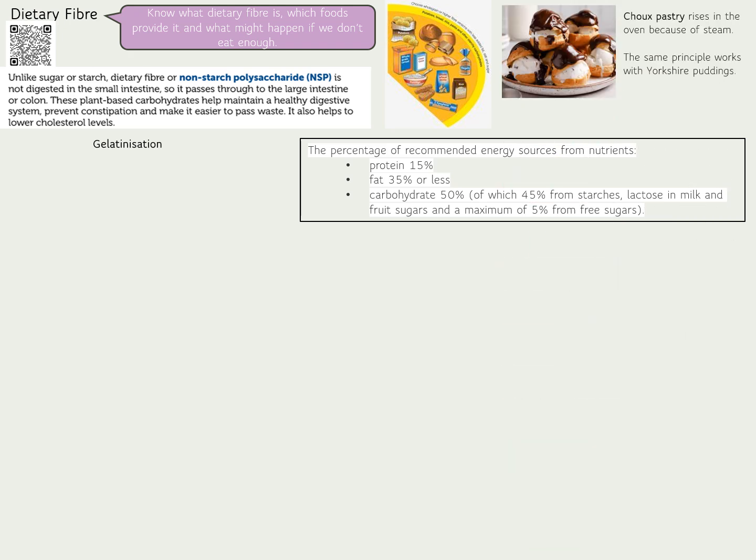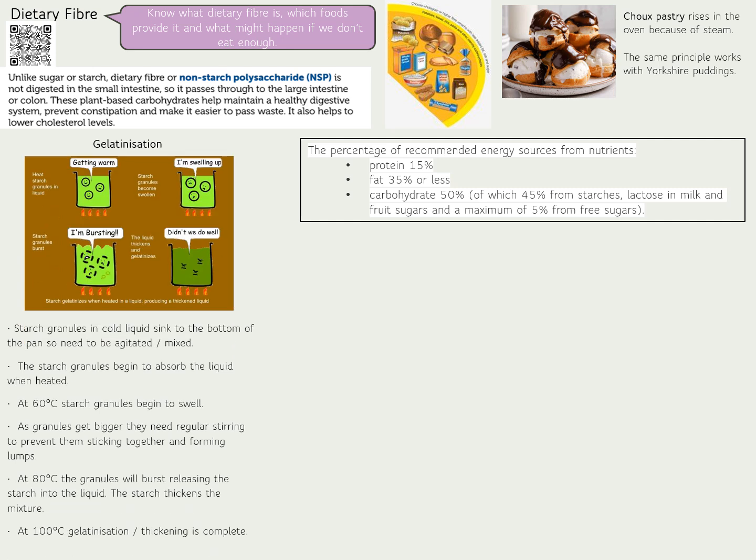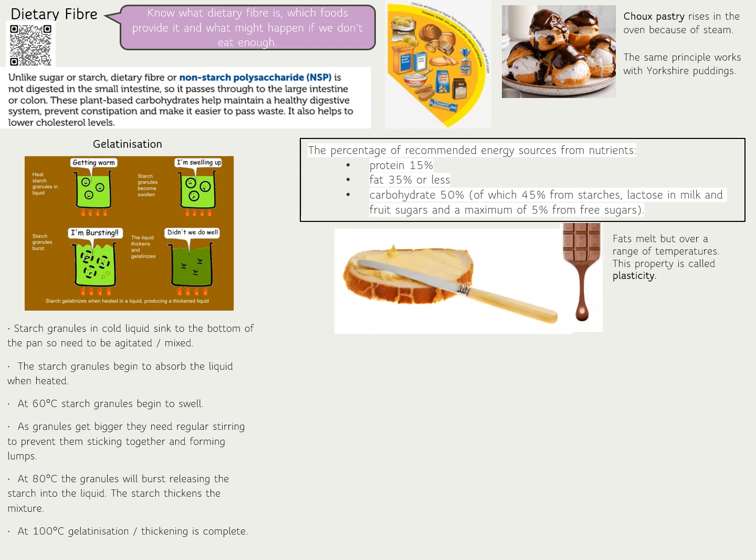There is a quick question about raising agents, and my top tip is that you remember that steam can be a raising agent for products that you bake in the oven. There's also a quick question about gelatinisation, which is the process that we use to thicken a sauce. And we have rehearsed the longer answer of this question lots and lots in the past. Another quick question is about plasticity of fats and the idea that fats melt to a certain degree in heat, and that allows us to spread them more easily.